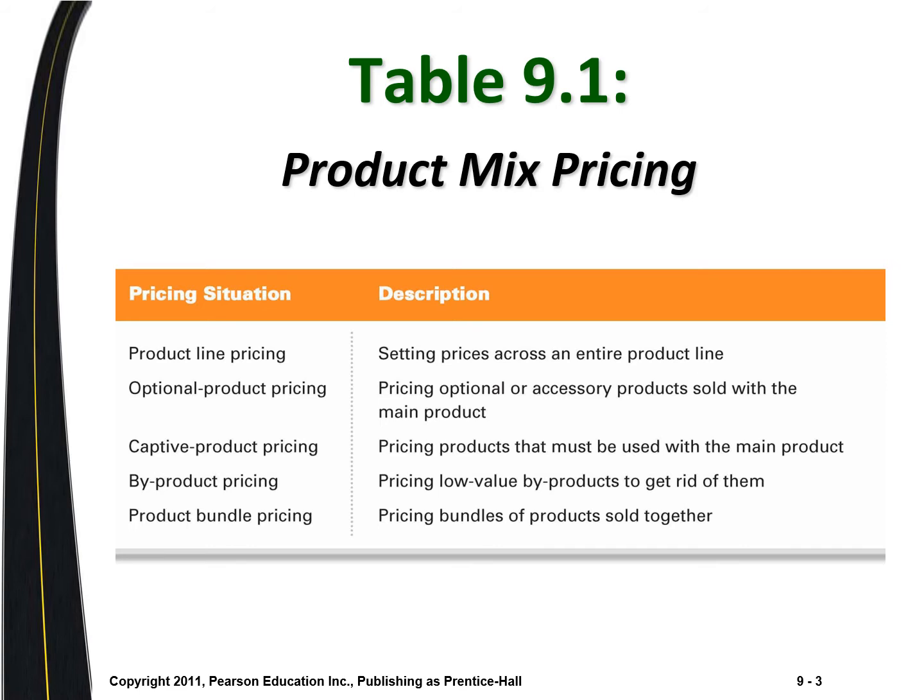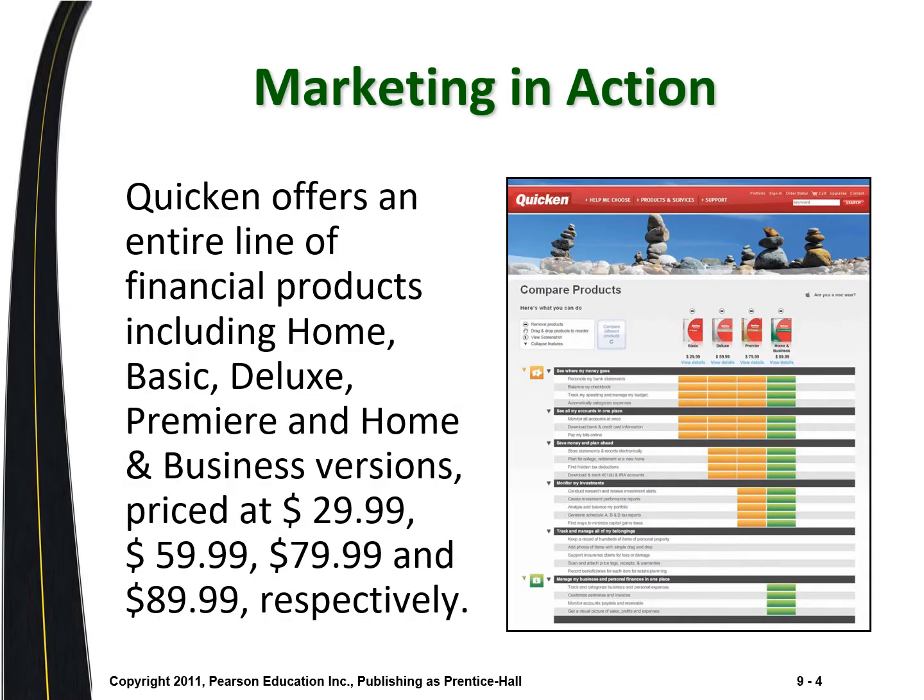So some examples of this, and I've shown you this before when we talked about price anchoring and why people are given three choices. For example, Quicken is an online financial products site that sells different types of software. And you can get home, basic, deluxe, premier, home and business versions, etc. And they have different price points for the different types of mixes.